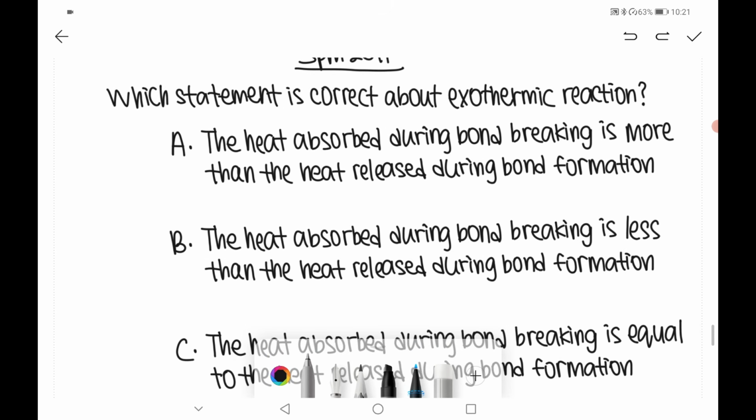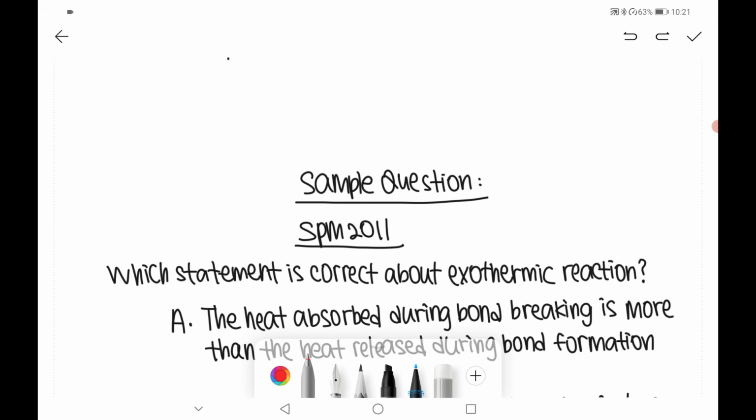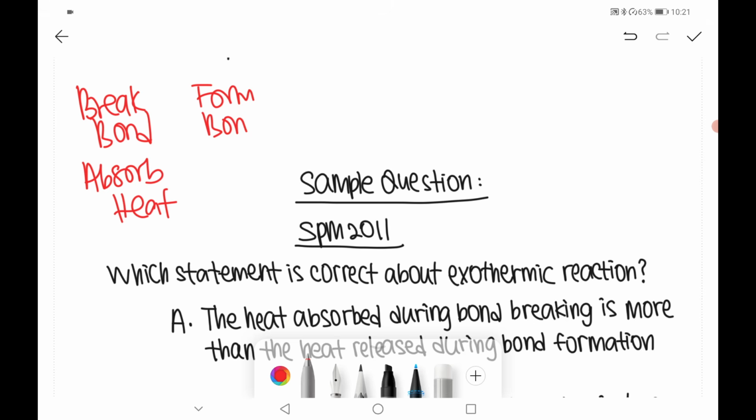So how to do this kind of question? First of all, you need to understand a very simple idea. You must understand this. When you want to break a bond, you always need to absorb heat. When you want to form a bond, you always need to release heat. So these are the two important concepts that you must know. Breaking bond needs to absorb heat, forming bond needs to release heat.